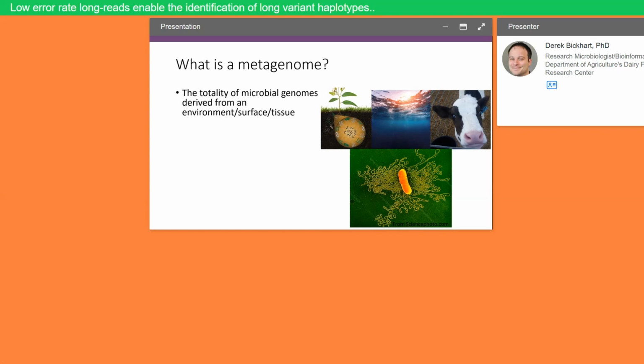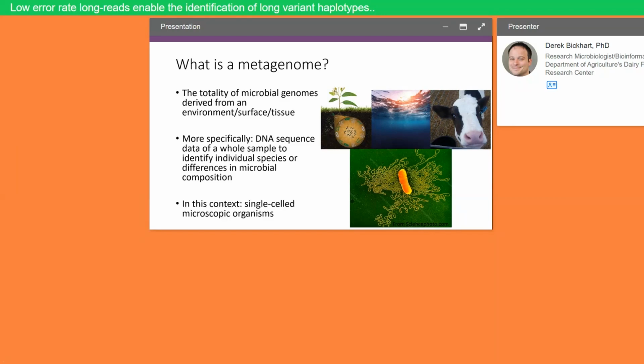But the most important thing, for this talk's purpose, is: what is a metagenome? I will be using the following definition, which is the totality of microbial genomes derived from, in this case, a tissue. I'd like to state more specifically that when I'm talking about a metagenome and a metagenome assembly, I'm talking about the DNA sequence within the sample, and even more specifically, just for clarity and illustrative purposes, just the DNA within single-celled microscopic organisms. This is not always the case. There are some multicellular organisms within metagenomes, but their means of classification and annotation are still novel.